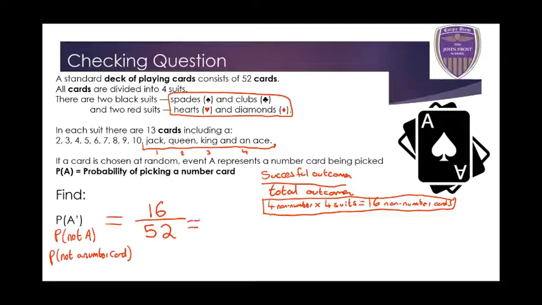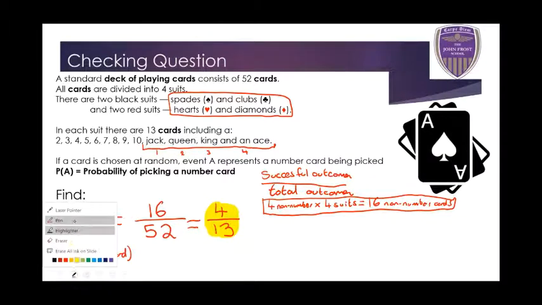We need to simplify this fraction now. 4 goes into both of these numbers. There are 4 4s in 16, and there are 13 4s in 52. I'm not going to ask you to simplify that. That's fine. So hopefully you got 4 over 13 as the probability of not getting A.